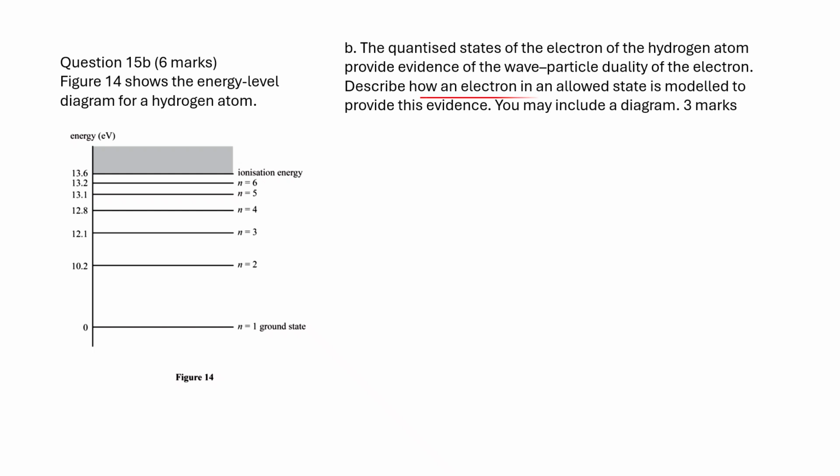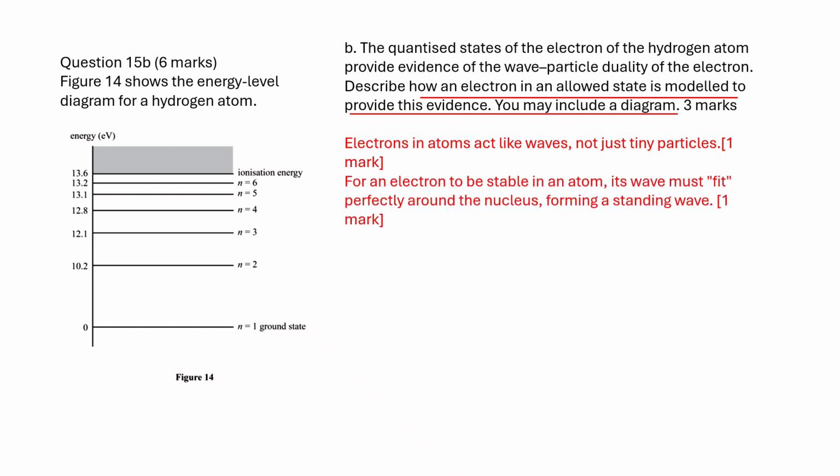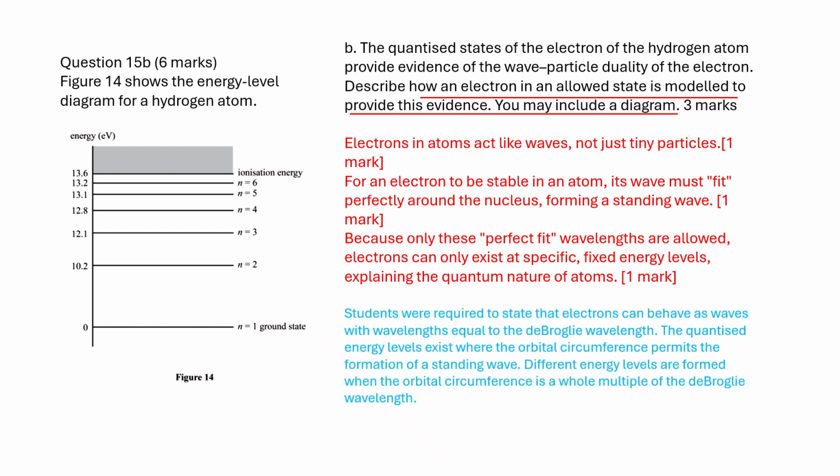How do the quantized states of the hydrogen atom provide evidence of the wave-particle duality of the electron? Please explain it. Electrons in atoms act like waves, not just tiny particles. For an electron to be stable in an atom, its wave must fit perfectly around the nucleus, forming a standing wave. Because only these perfect fit wavelengths are allowed, electrons can only exist at specific, fixed energy levels, explaining the quantum nature of atoms.